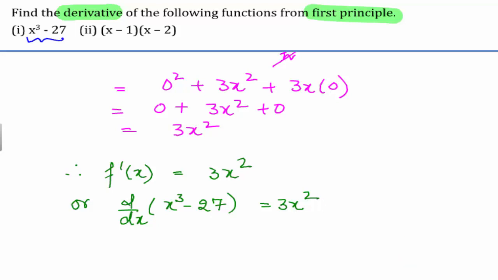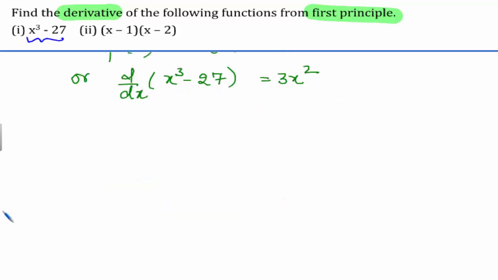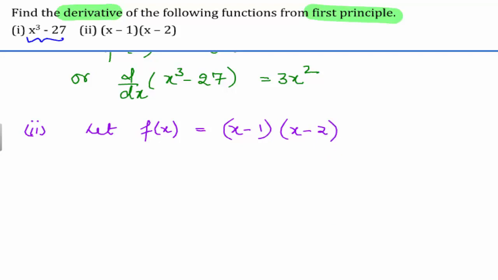Now let us find the derivative of the second part. Again let us define the given function by f(x). So we have f(x) is equal to (x minus 1) into (x minus 2), and this can be written as x square minus x minus 2x plus 2, that is x square minus 3x plus 2.